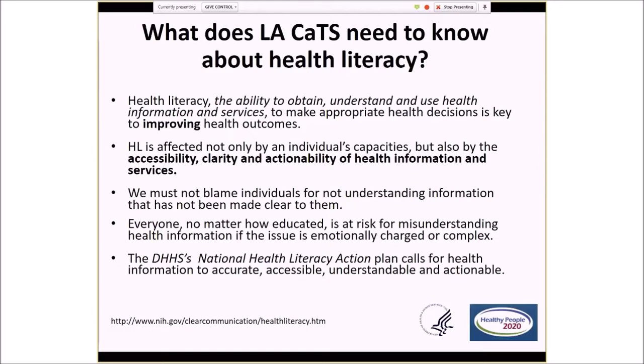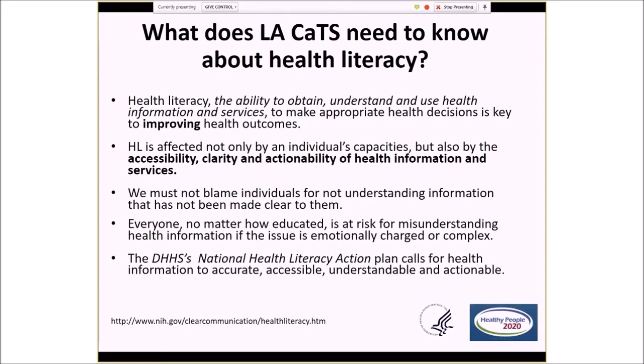But health research has shifted. In the very first years, we were assessing readability of everything. We were assessing patients' deficits. But now the onus is really on us, and it's important to realize that health literacy is affected not only by an individual's capabilities, but by our ability to make information accessible, clear, and actionable. So is it easy to access information and services? Is it easy to understand it? Do we make it easy to act on it?